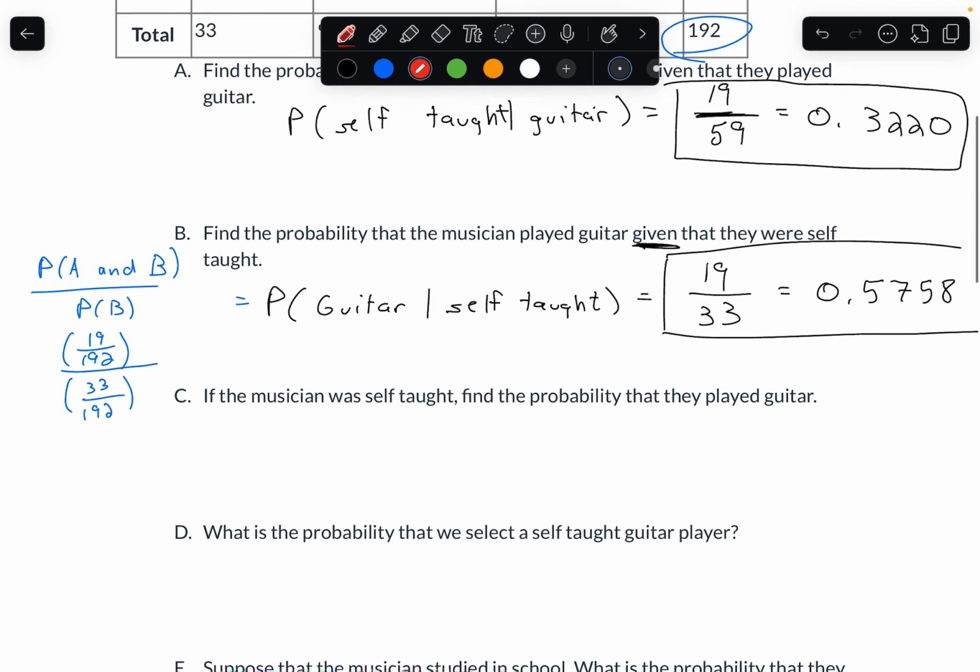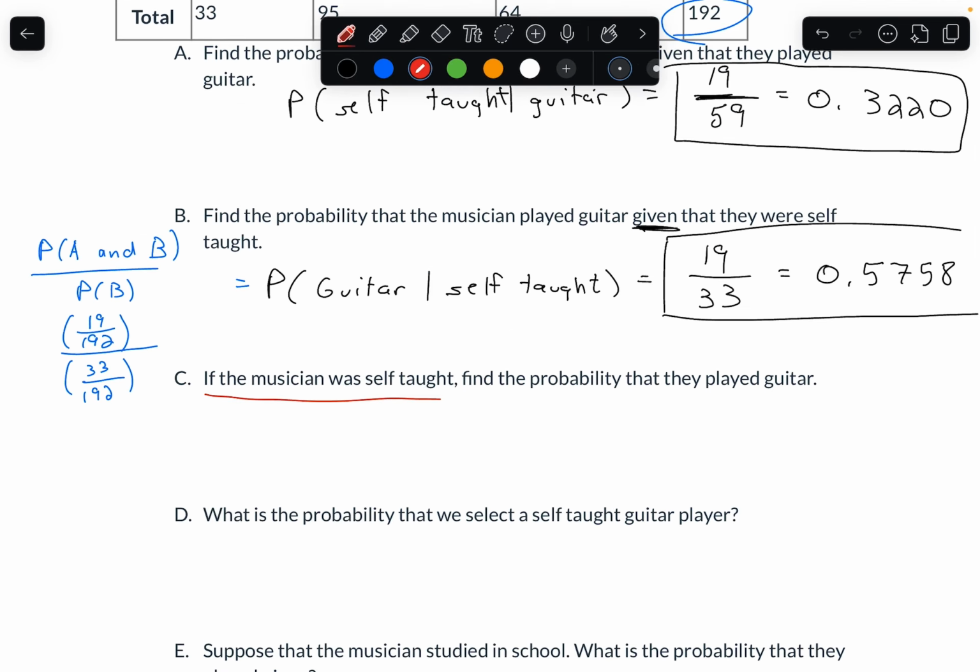So next example, it says, if the musician was self-taught, find the probability that they played guitar. Now, this one's tricky because I don't see that word given. And this is what makes conditional probability in particular pretty challenging for a lot of students, is that there are a lot of different ways that I can phrase either the same question or a different question. I can just phrase these conditional probabilities in so many different ways.